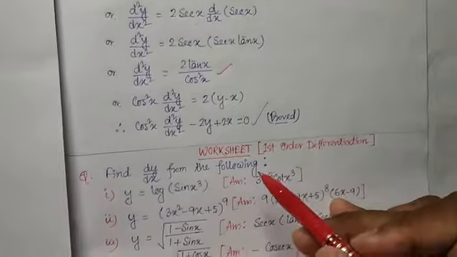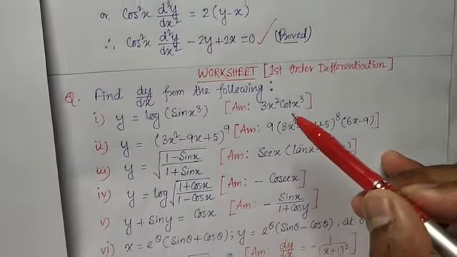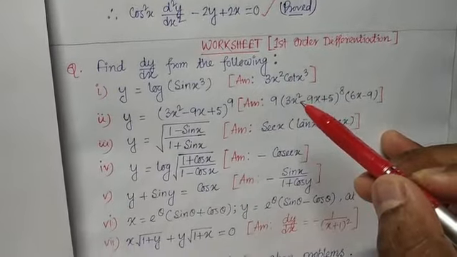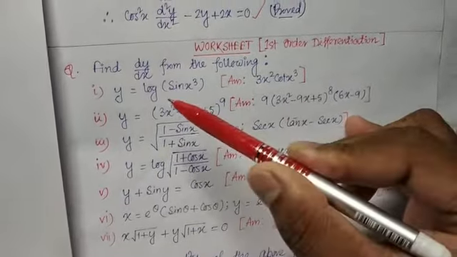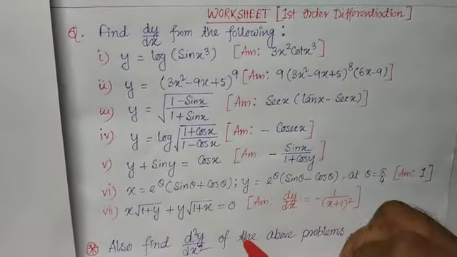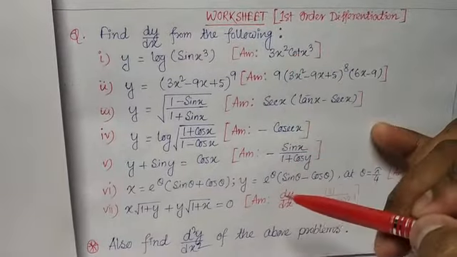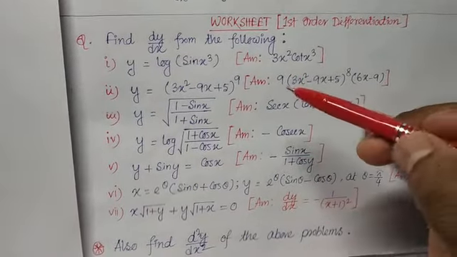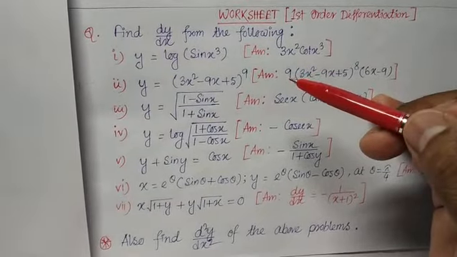Now your homework is to complete this worksheet. See the worksheet. The worksheet is given on first order differentiation. So first you have to differentiate this once. That means you have to find only dy/dx, and then you have to find d2y/dx2 of the above problems. The answers are given, so no problem. In the next class I'll show more sums on second order, and then I'll give you the worksheet.